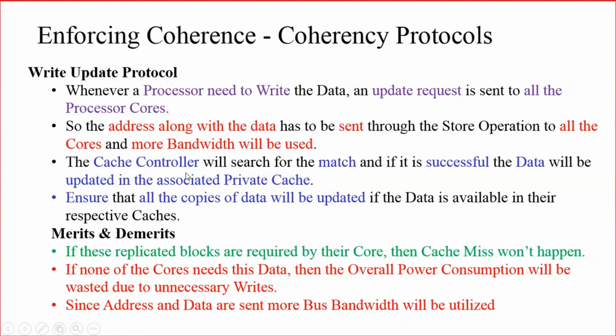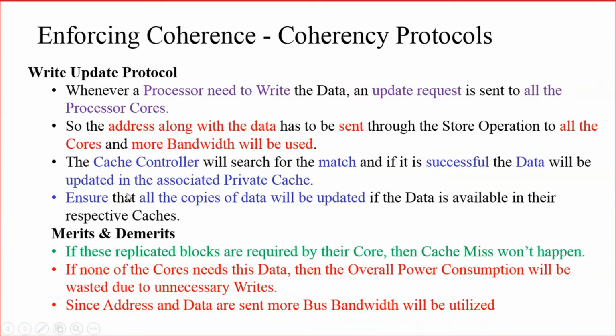So the cache controller associated with other cores, what does it do? When it gets this address and data, it will search for a match as was done in the invalidation protocol. The cache controller will read the address and check whether that address is present in its private cache. If the address is present, what will happen?